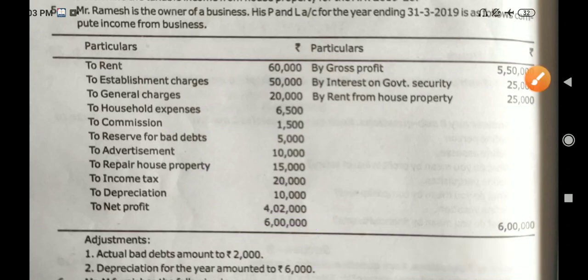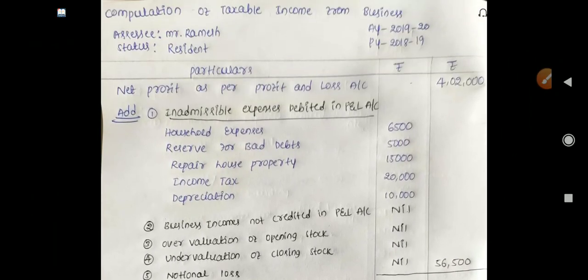Okay, so this is the question. Now let me explain the answer. Very simple: first you write the net profit, then 5 add items and 5 less items, and finally you get the taxable income from business. So very simple it is. Now let me explain the answer.